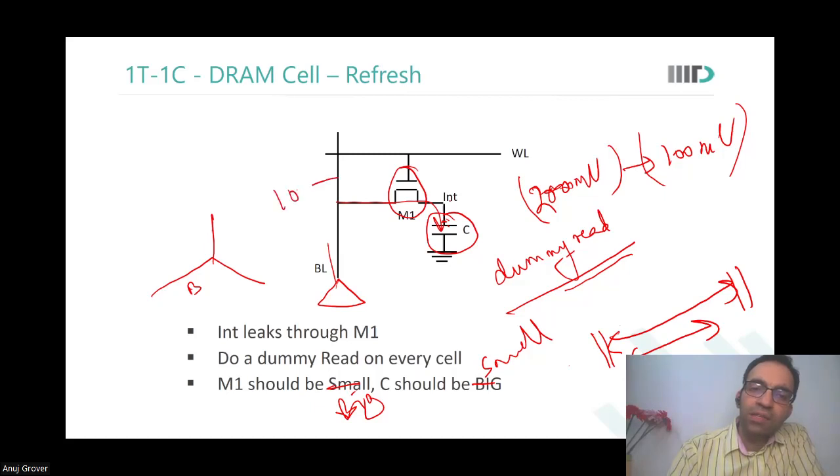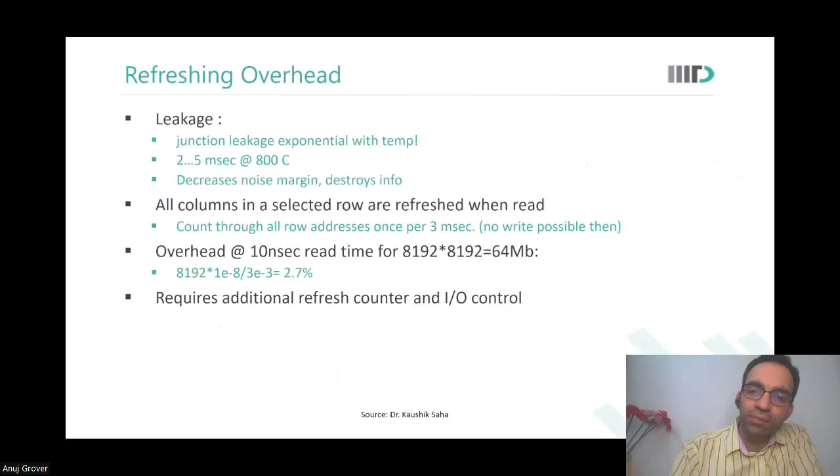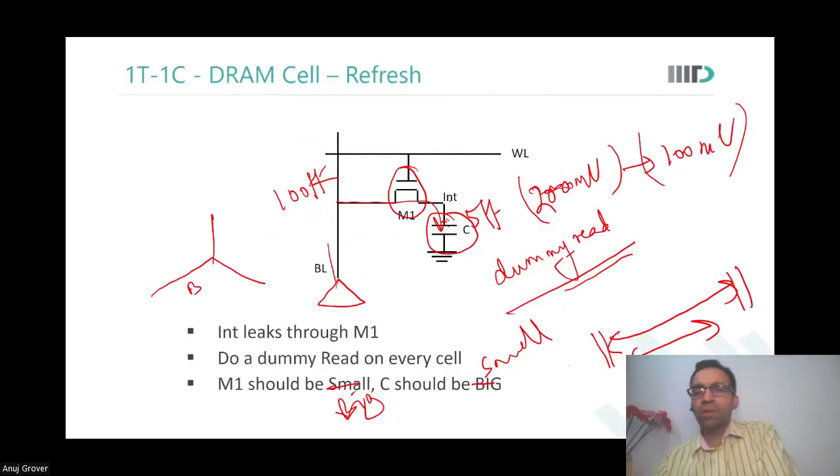This capacitance is 100 femtofarad, let us say. This capacitance is 5 femtofarad. So instead of 100, 101, it appears as 105 femtofarads. Not a very big deal, no?